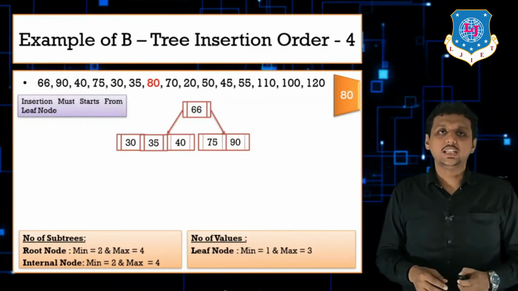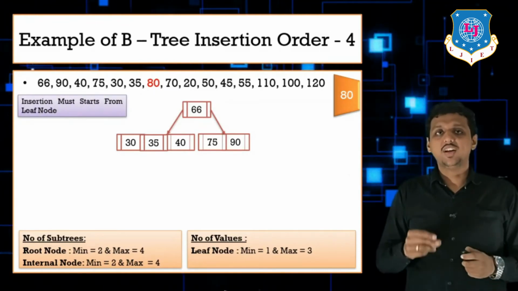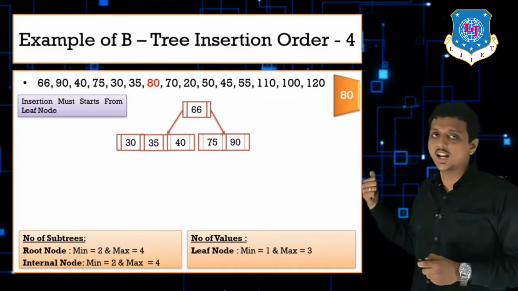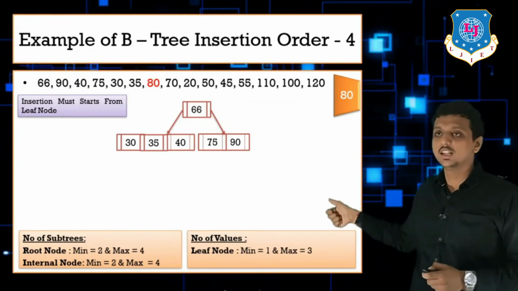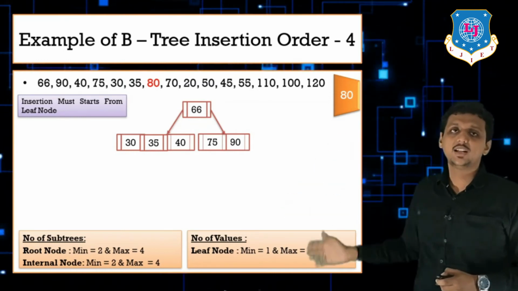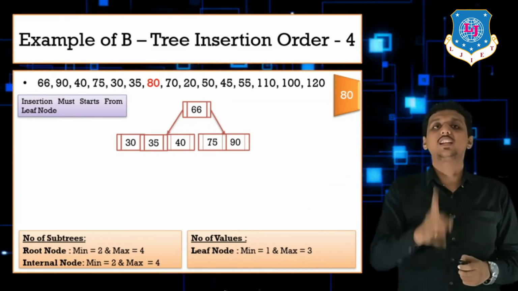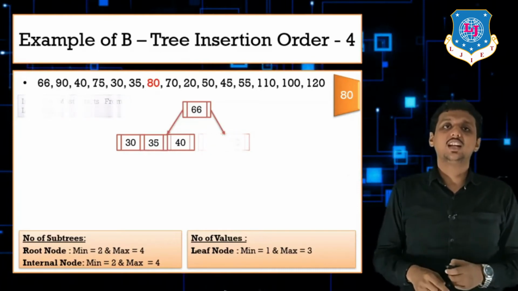Students, on 80, where we need to check? We need to check on the right side of the 66. Students, on the right side of the 66, we have 75 and 90. So, we have one space left over there. So, we can insert 80 over there.